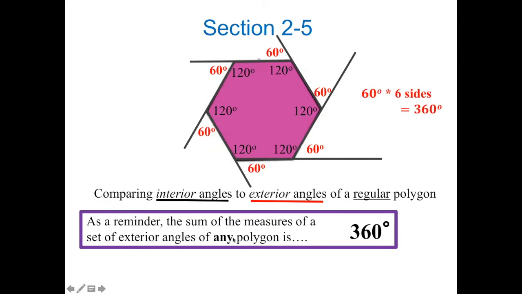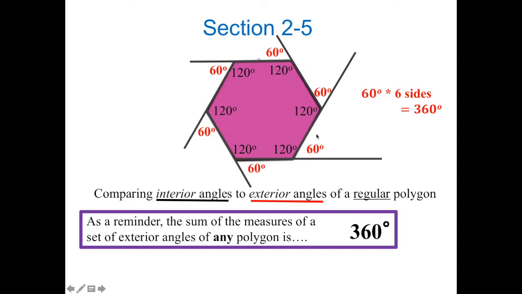As a reminder, another reason why I go through this is in case you forgot this one from last class, and you should know it going forward. You would definitely have to use this one. The sum of the measures of a set of exterior angles, that means going in one direction, because if I extended this right here, that would be an exterior angle, but then I'd be going in 2 directions.